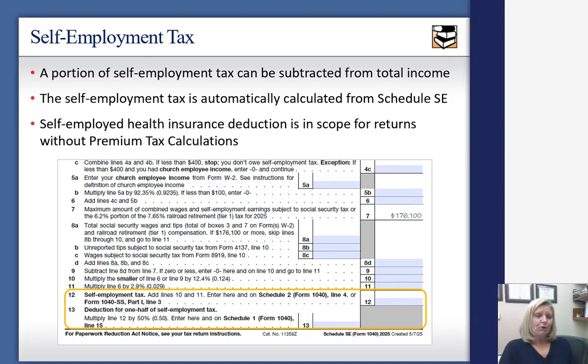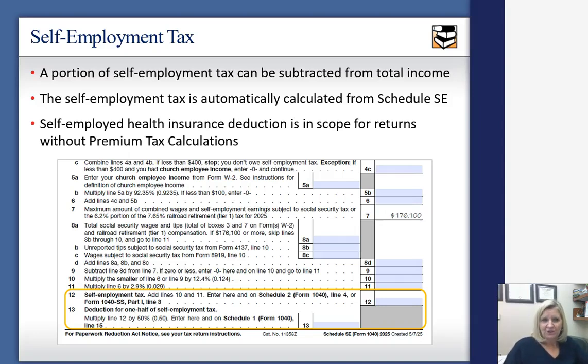Self-employment tax, as you go through the TaxSlayer program and prepare the self-employment income for your taxpayer, it's automatically going to calculate the self-employment tax, and it is also automatically going to calculate the deduction for 1/2 of self-employment tax. So that is what is going to show up as the adjustment. You just need to know why it's there.